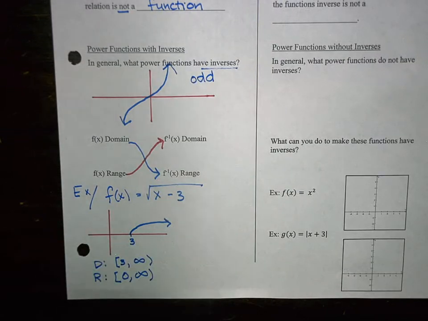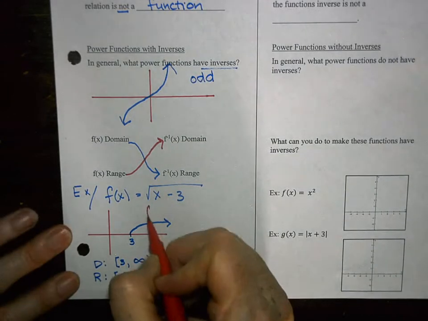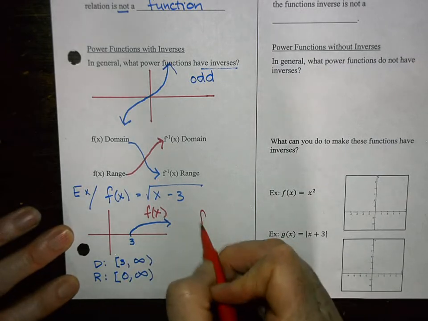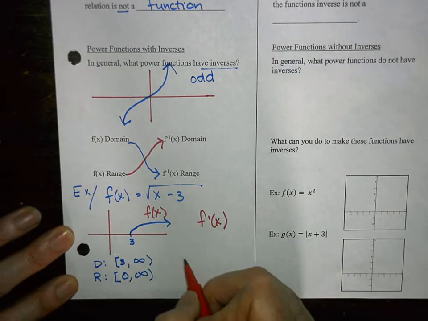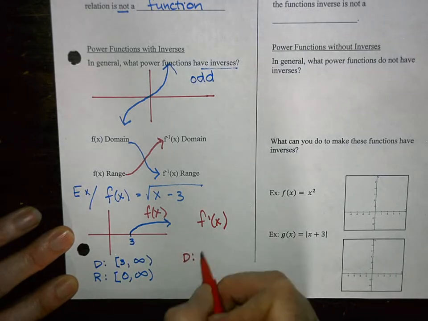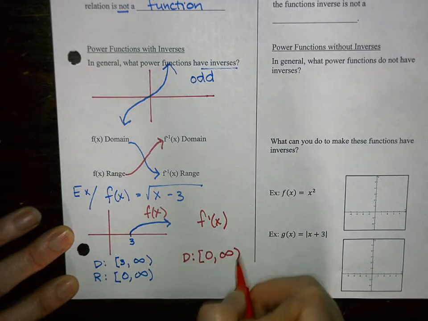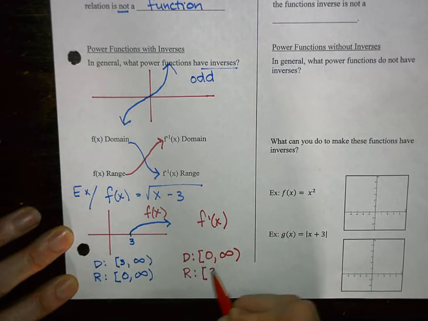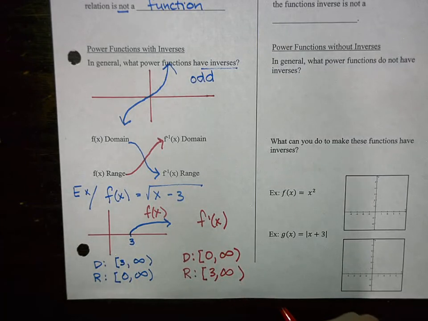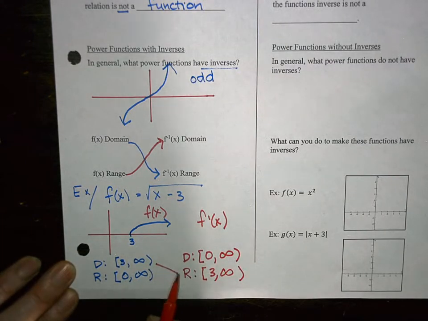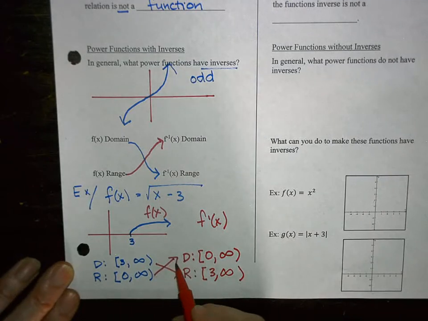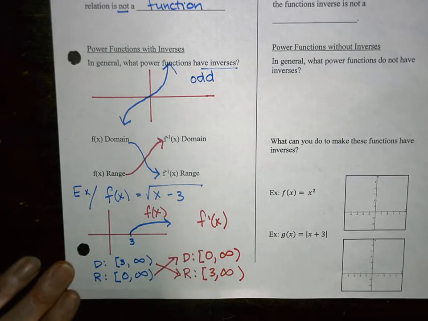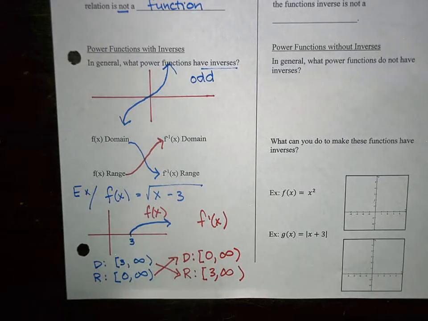So without drawing the inverse function, what do I know? I know that if this is f of x, then if I had the f inverse of x, its domain would be 0 to infinity, right? And its range would be 3 to infinity. Okay, because that's what happens with inverses. We'll see it on a graph, but we know it by principle.